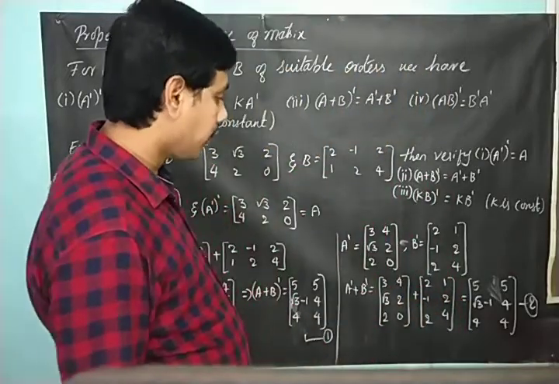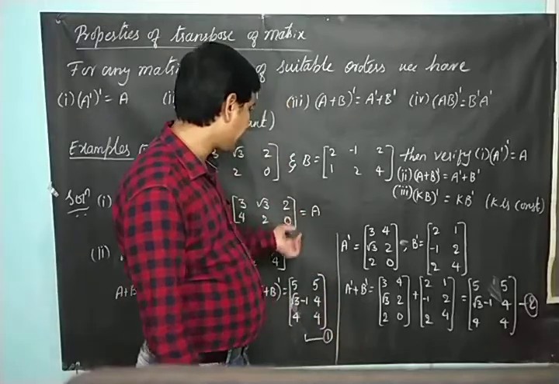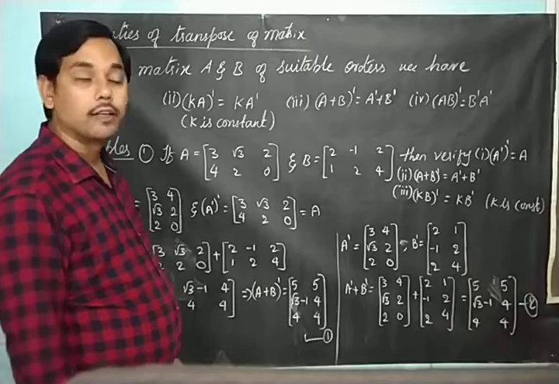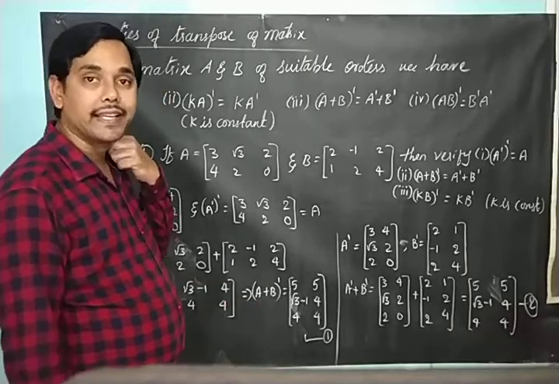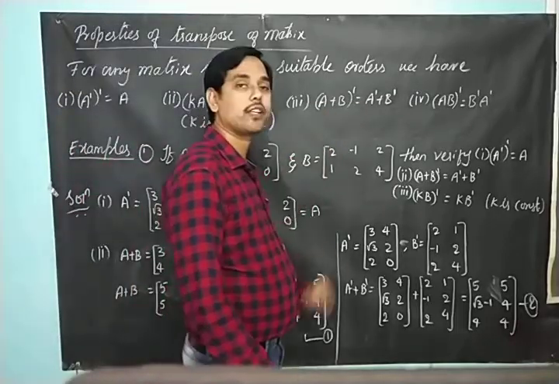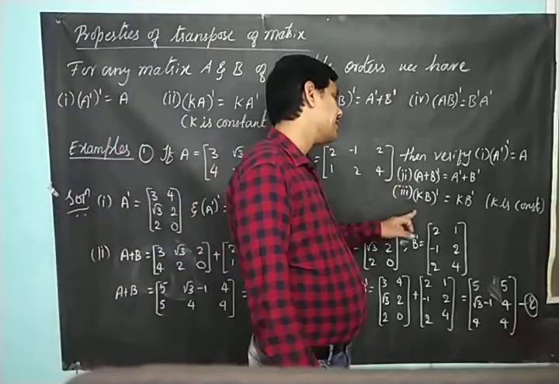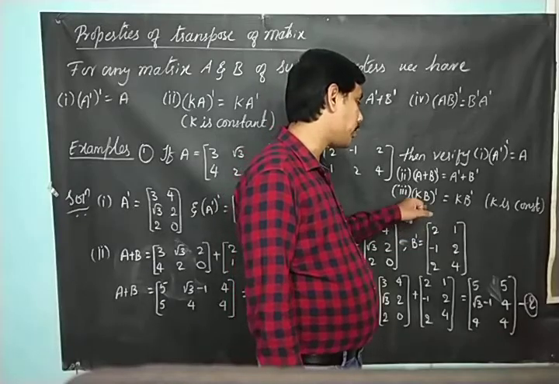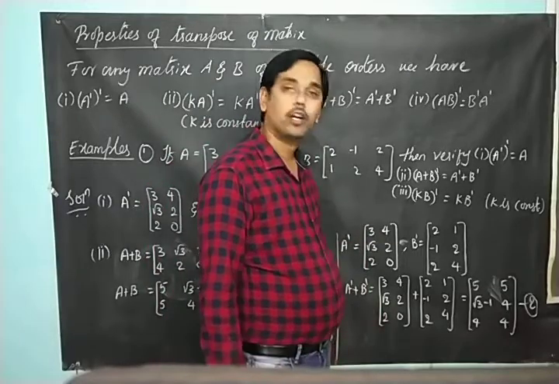If you consider this equation 2, this forms the RHS part, that is A transpose plus B transpose. Now check equations 1 and 2. By comparing 1 and 2, you can find that equation 1 is equal to equation 2. So A plus B whole transpose is equal to A transpose plus B transpose. So we have verified the second one. What is left is the third part. What should be proved here? K into B whole transpose is equal to K into B transpose, where K is a constant.